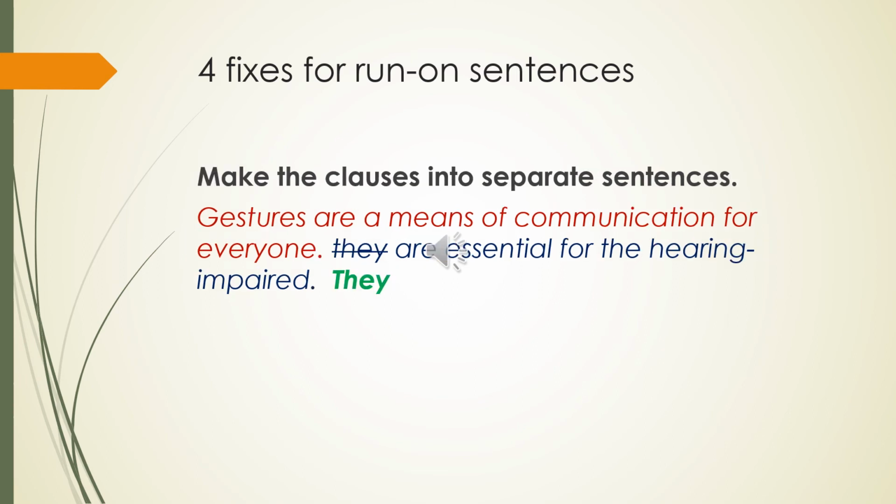All right, so the third way to fix a run-on sentence is simply to make the clauses into two separate sentences. That means that you're going to add an end punctuation, and then you're going to capitalize the first letter of the next sentence. So you would take those and separate them into two separate sentences.